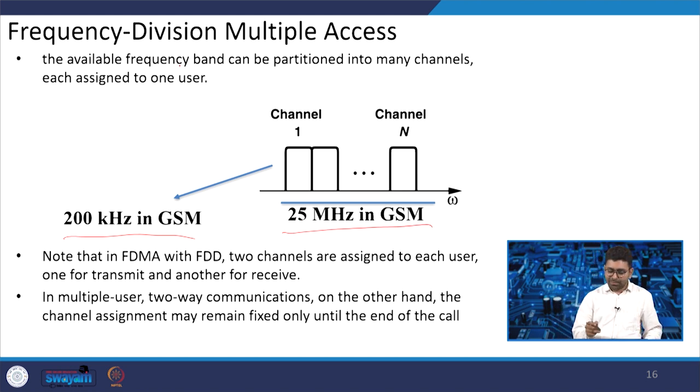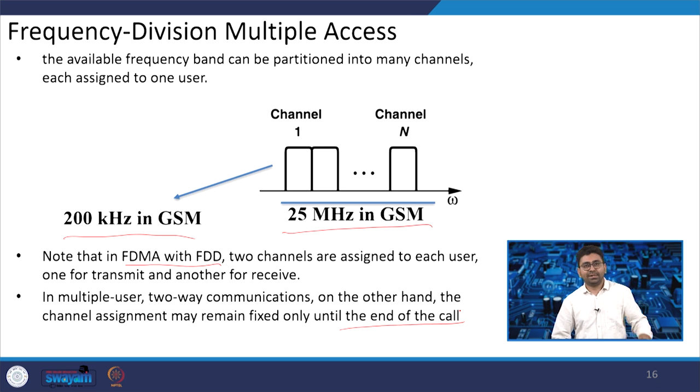So the available frequency band can be partitioned into many channels, each assigned to one user. Here we are accessing the spectrum multiple times by dividing the spectrum into multiple frequencies. Note that this is FDMA with FDD. In FDD, you need two frequencies, so you need two channels for each user, because you are giving one channel for transmission and one channel for reception. And in the multiple user case, for two-way communication, the assigned channel may remain fixed only until the end of the call.